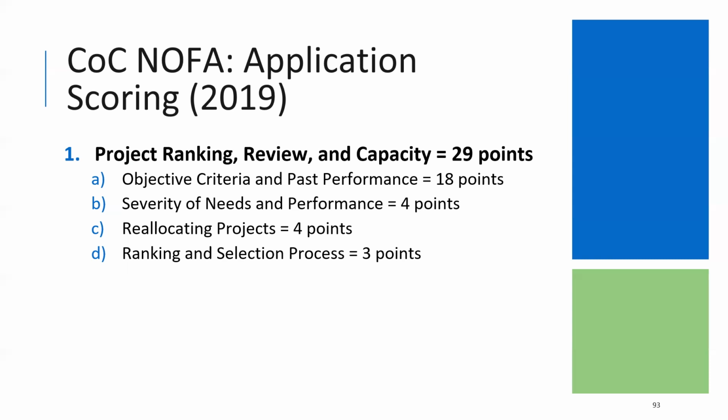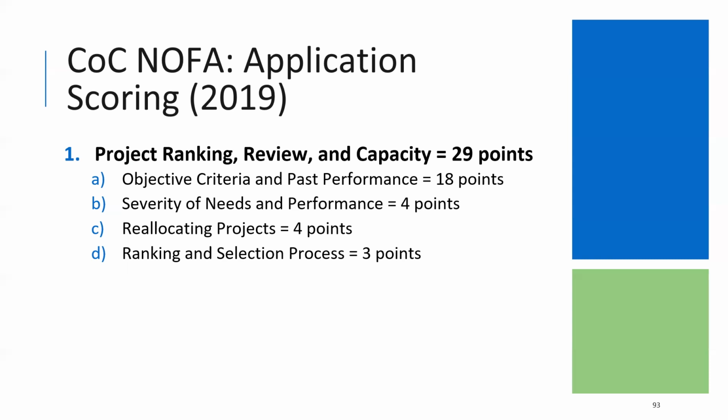Reallocating projects. CoCs must engage in a process of thinking about reallocation, and HUD actually awards points based on what percentage of projects you have reallocated over the last few years. And what that means is if you have projects that are consistently underperforming or underspending, CoCs need to be looking at that and figuring out, do we still want to fund this project?